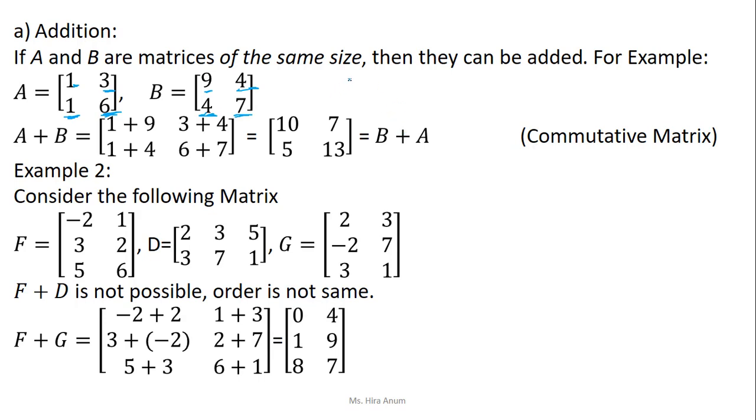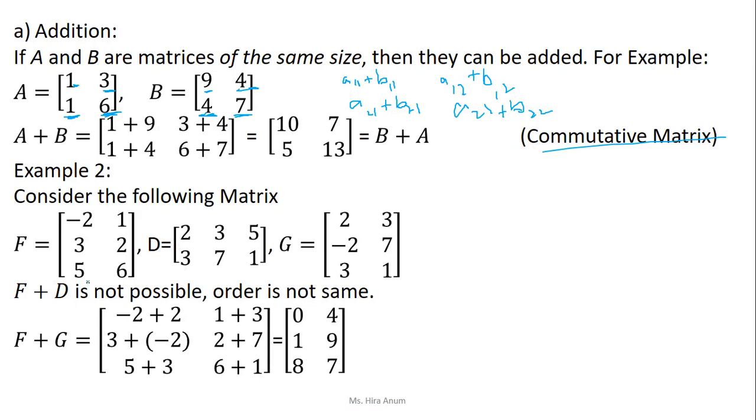Or you can write their orders: A 1 1 plus B 1 1, A 1 2 plus B 1 2, A 2 1 plus B 2 1, A 2 2 plus B 2 2. Then the answer will be this. You can add B plus A or A plus B. This is equal, so this is commutative.